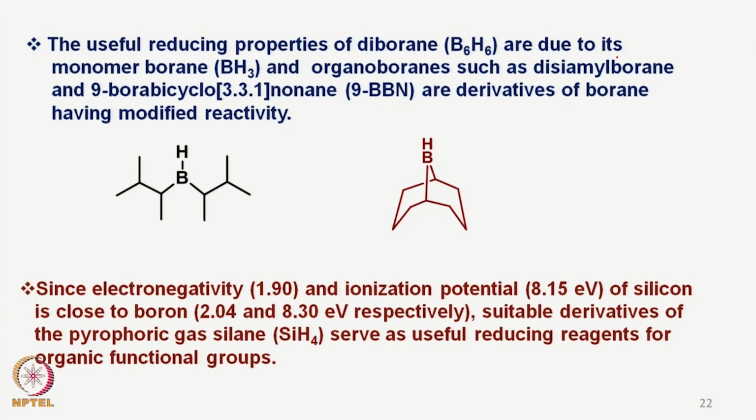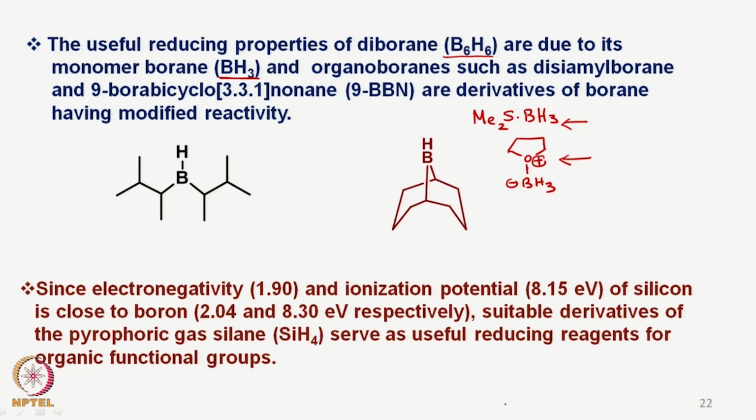Now, the useful reducing properties of diborane, for example B2H6, are essentially due to the monomeric borane, and these monomeric boranes can be prepared as, say, dimethyl sulfide borane complex or THF borane complex. So, either we have this positive charge here and a negative charge here, either we have this complex or this complex, they are carrying monomeric borane.